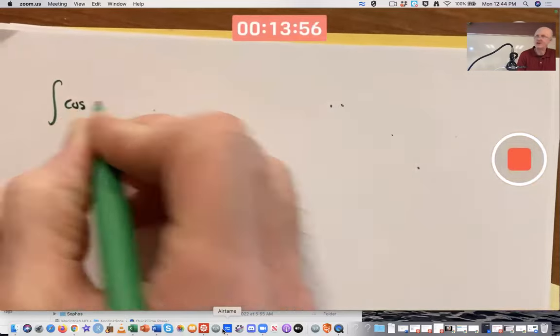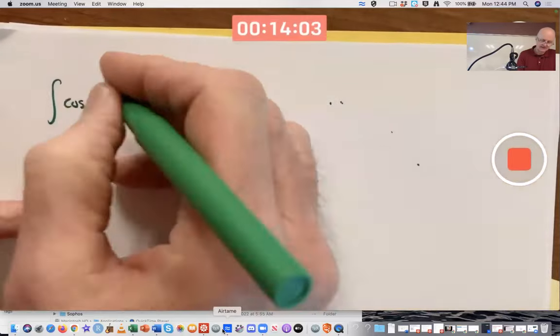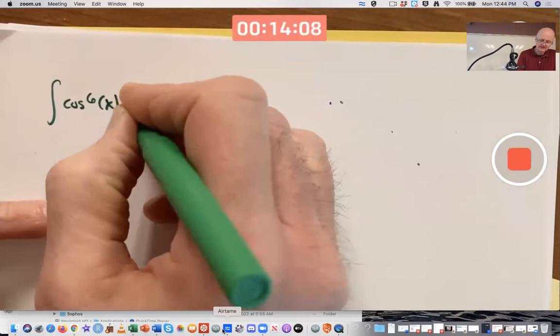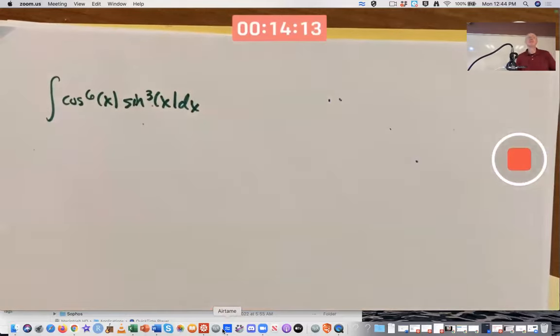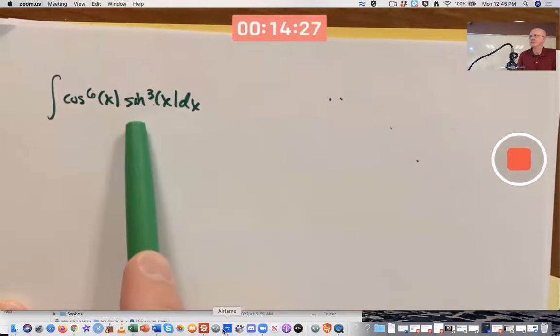Products of powers of cosine and sine, where at least one of the powers is odd. And the example I'm going to pick is integrate cosine of x to the 6th times sine of x to the 3rd. To make this integral relatively easy, at least one of those powers needs to be odd. If they were both even, like if that were a cos to the 6th and that were a sine to the 4th, it becomes a lot harder.